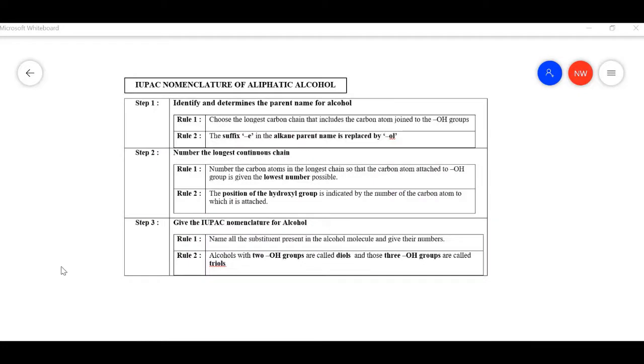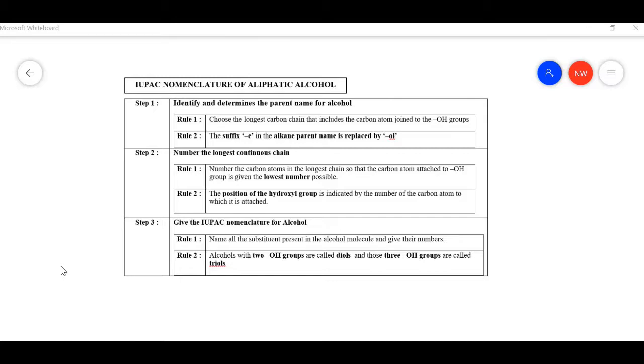Okay, so kita akan mulakan dengan nomenclature of aliphatic alcohol. You pack nomenclature of aliphatic alcohol. Let's see step by step. Macam mana you pernah belajar namakan alkane dahulu, sama saja step dia untuk namakan alcohol. So step 1, identify and determine the parent name for alcohol. Choose the longest carbon chain that includes the carbon atom joined to the OH group.